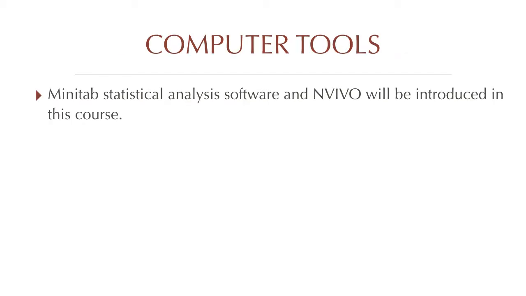For the computer tools, we'll be studying 2 tools. One is the Minitab statistical software. It is actually the tool that we'll be predominantly using. And secondly, we'll introduce you to NVivo. NVivo is basically used for qualitative research, so we'll be doing it when we reach the qualitative part.